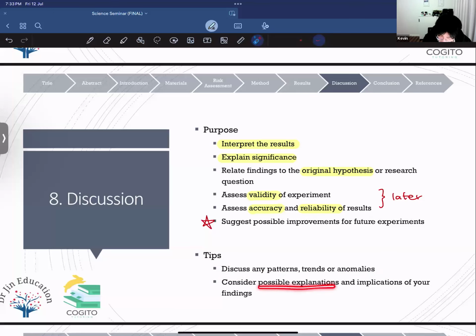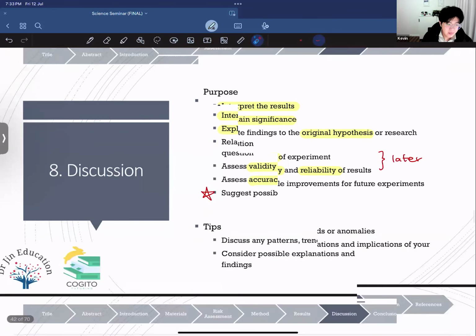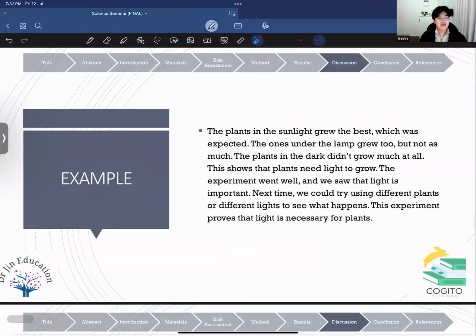Consider possible explanations and implications of your findings, all right? Now, once again, have a look. Example of a discussion. All right, let's see whether this is good or not. The plants in the sunlight grew the best, which was expected. Okay, why is it expected?